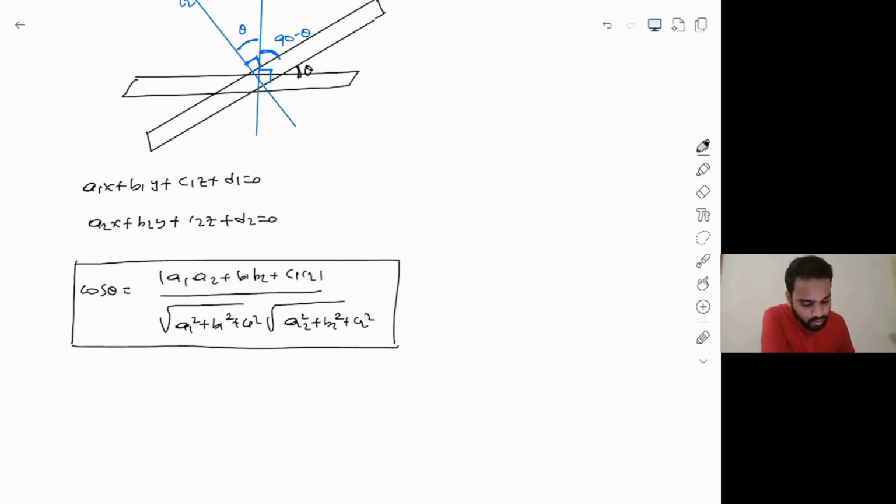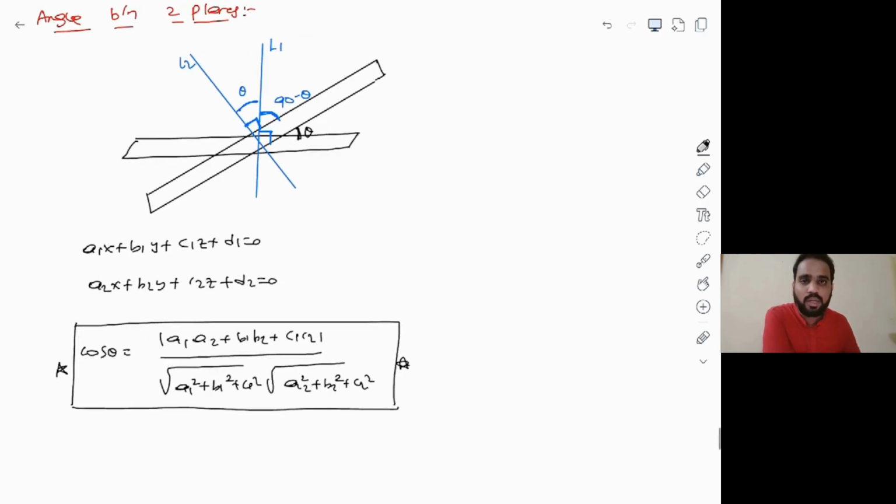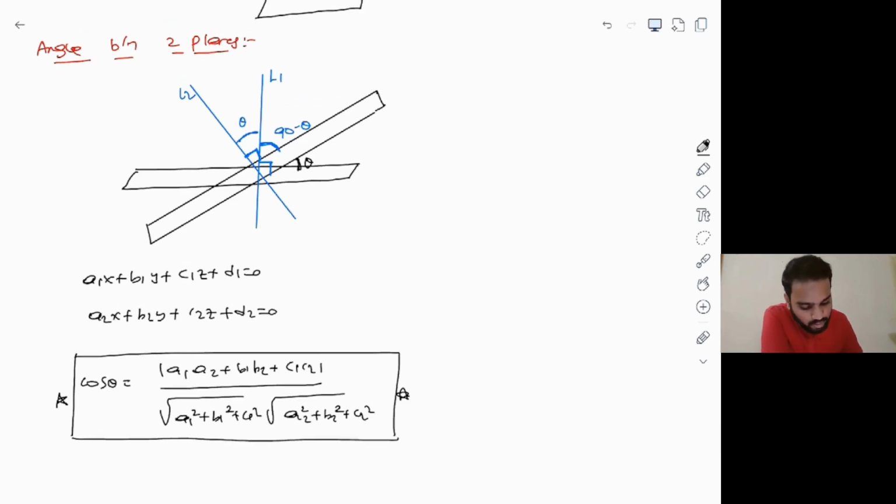And what is the reason behind this? It is simply calculating the angle between two lines whose DRs are a1, b1, c1 and a2, b2, c2. Because from the first equation, I can say that the line L1 will have the set of DRs as a1, b1, c1, and the second line will have the set of DRs as a2, b2, c2. And that is how we got this formula here.